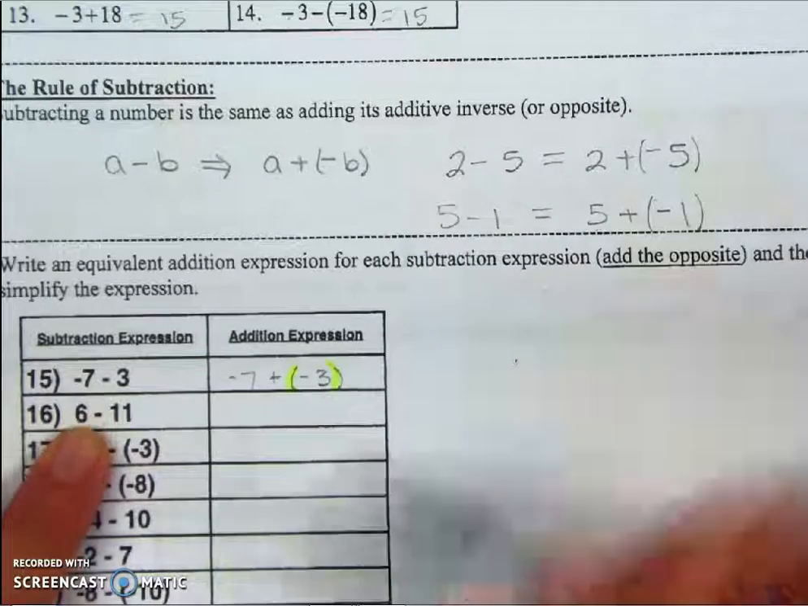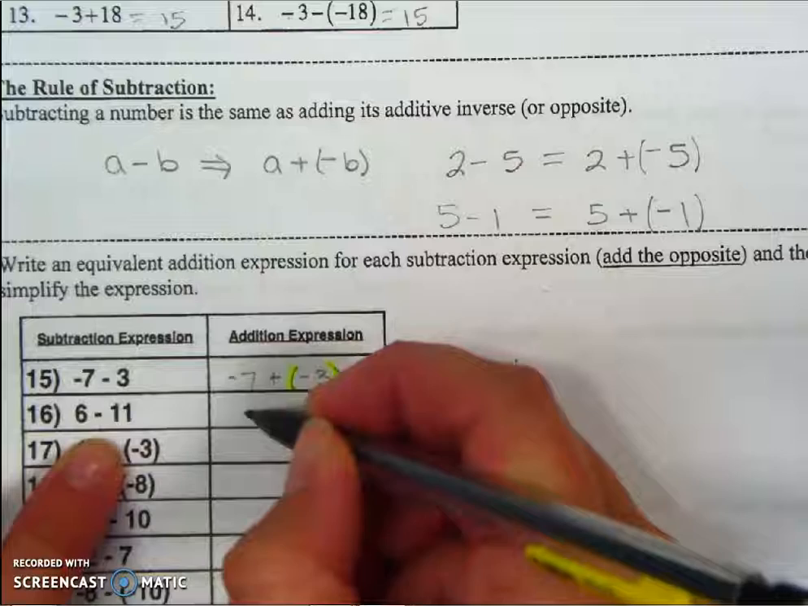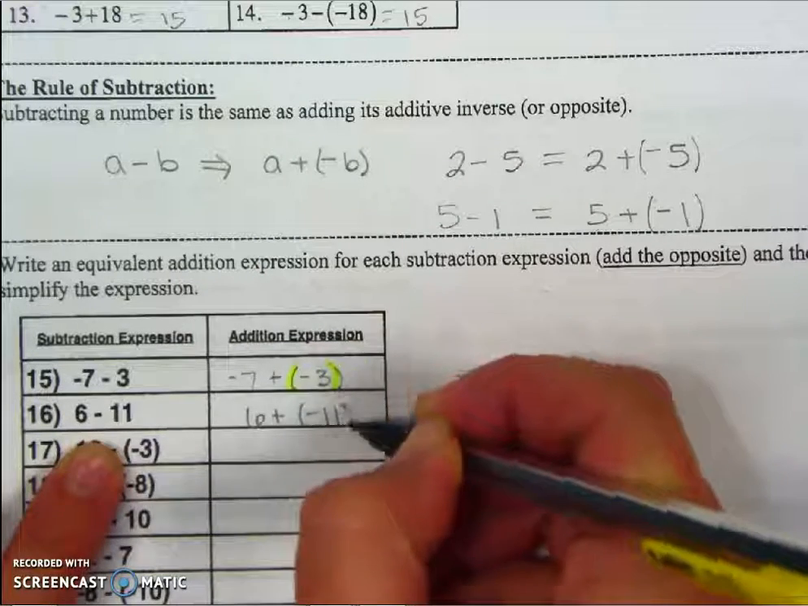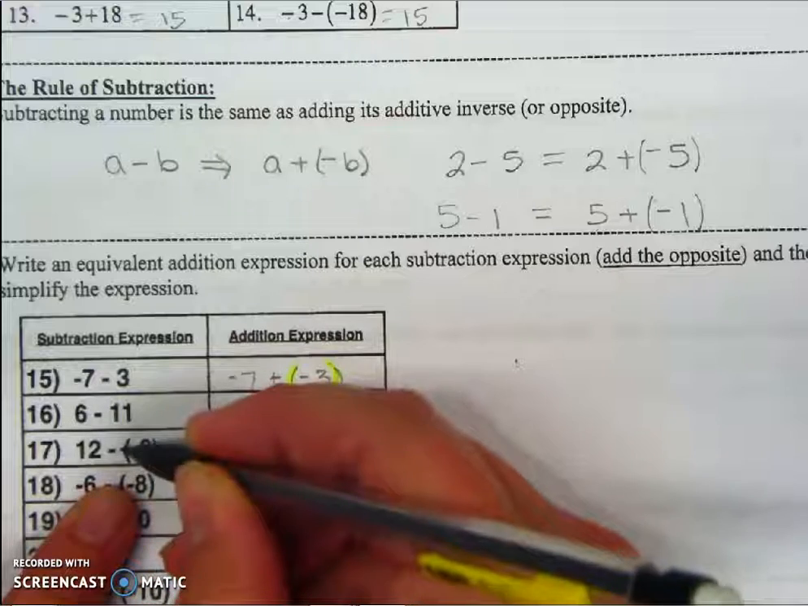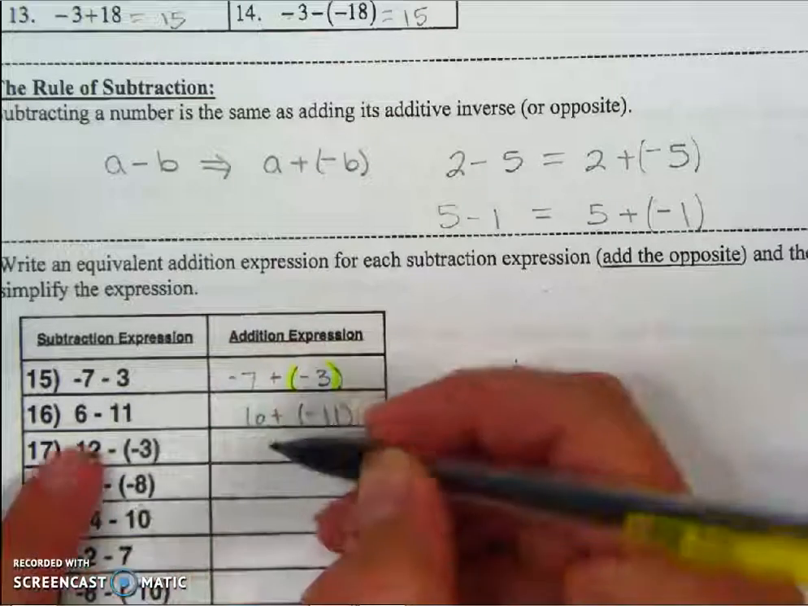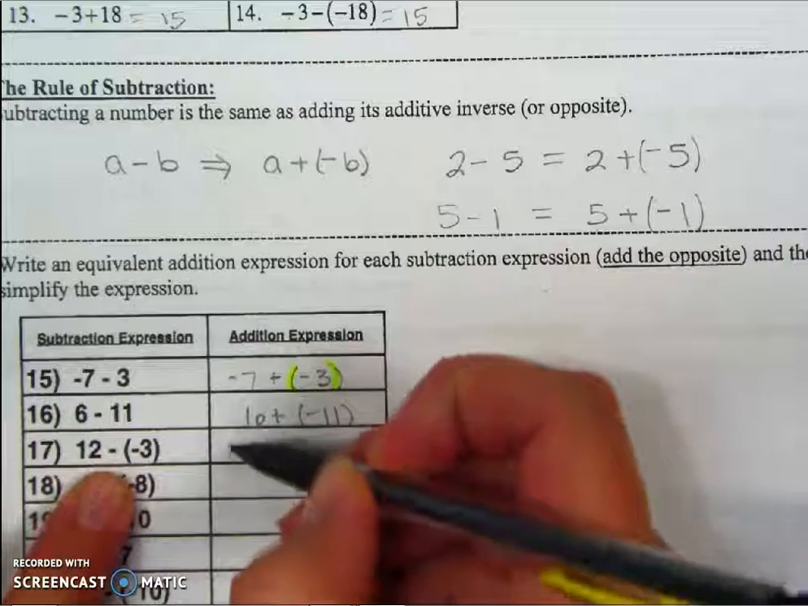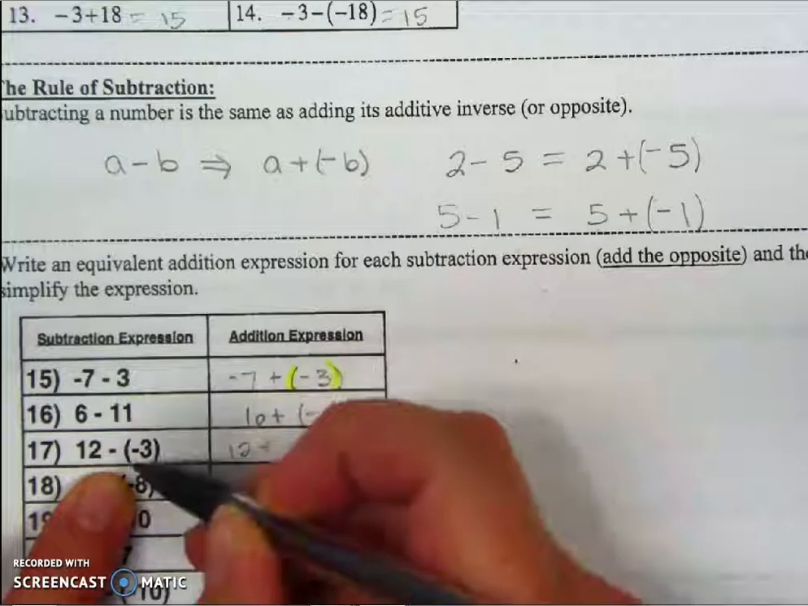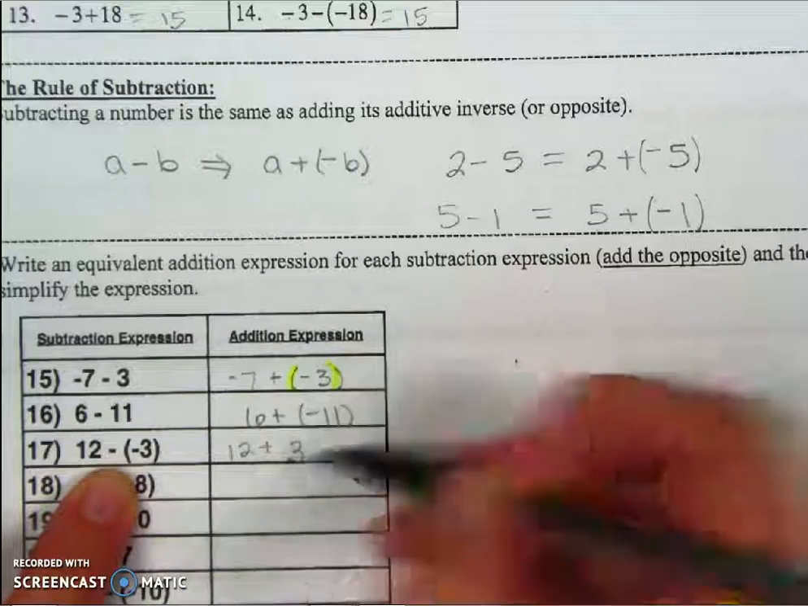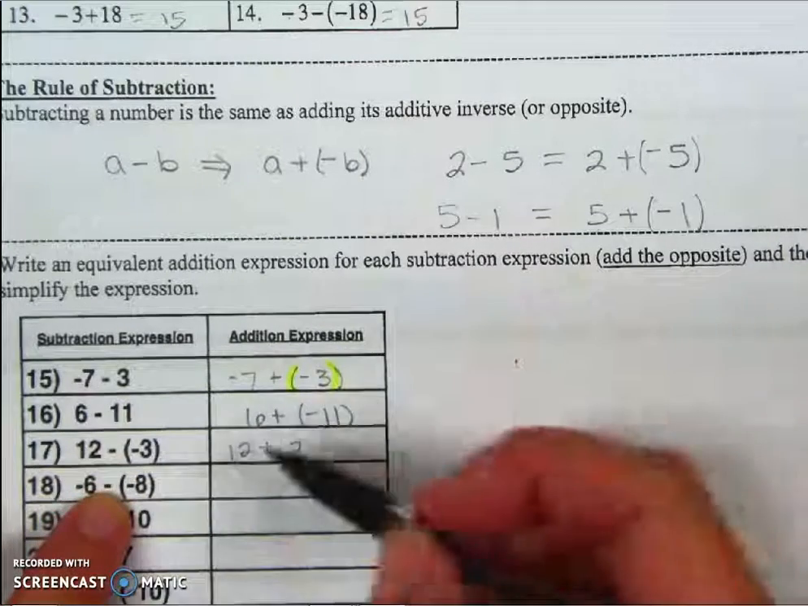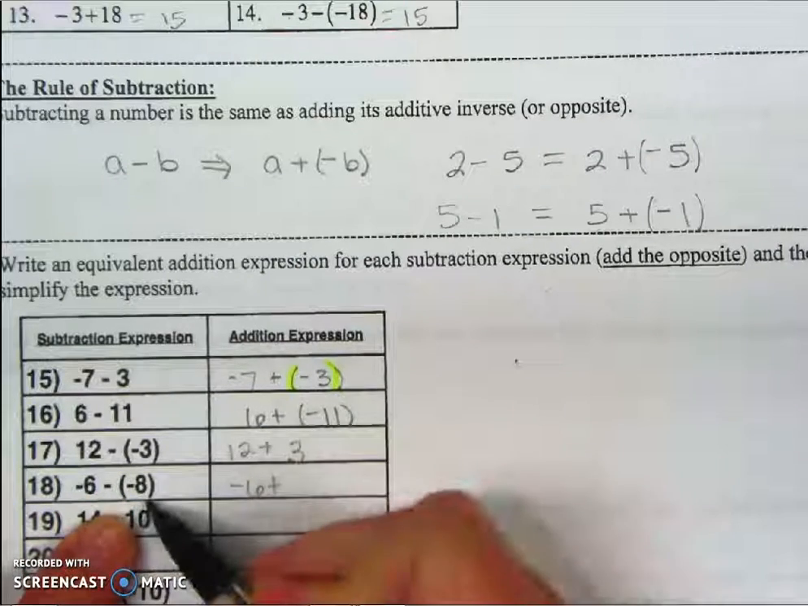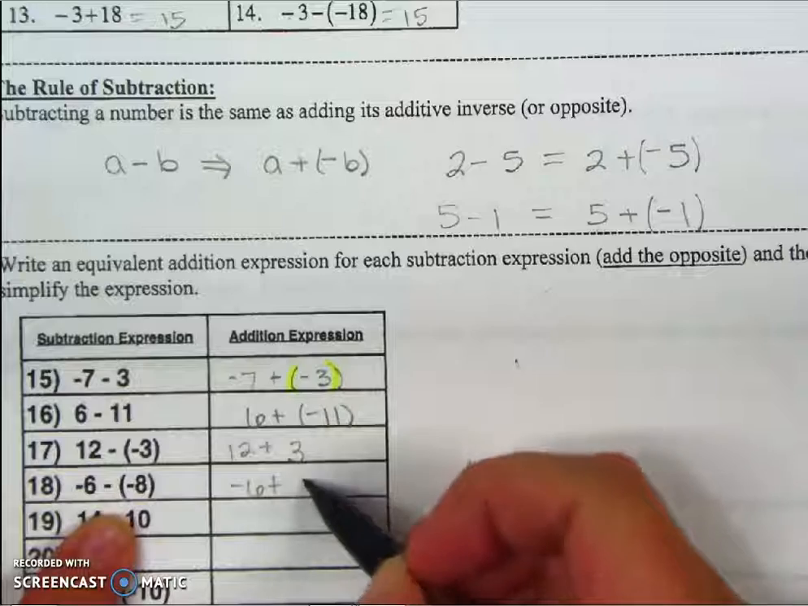All right, let's look at 6 minus 11 is the same thing as 6 plus parentheses -11. So we're really just adding the opposite, adding the opposite, adding the opposite. So right here, it would be 12 plus, well, the opposite of -3 is +3, so that would just say 12 plus 3. Right here, -6 plus the opposite of -8 is +8.